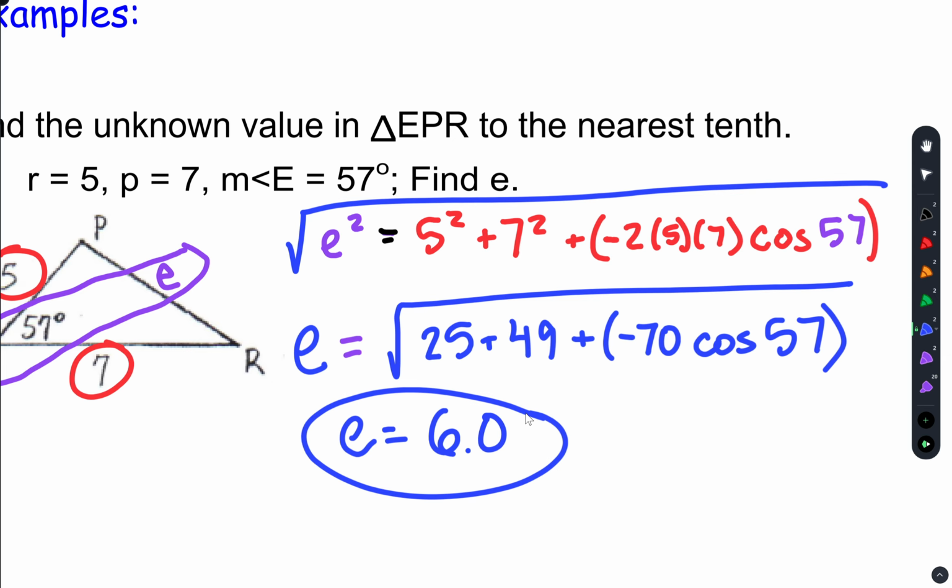Any questions on that, other than me typing it into my calculator wrong? Okay, moving on.